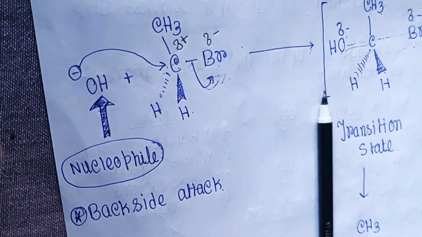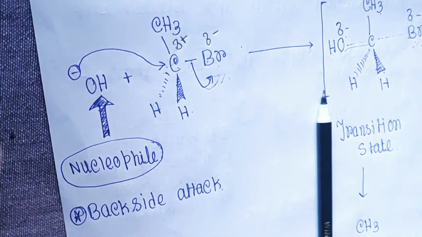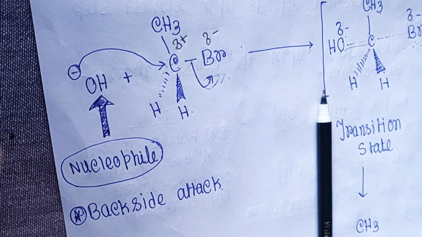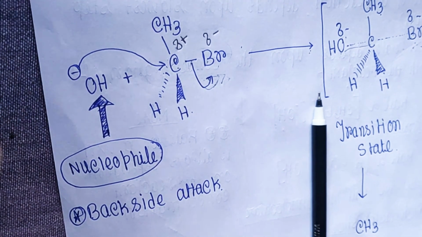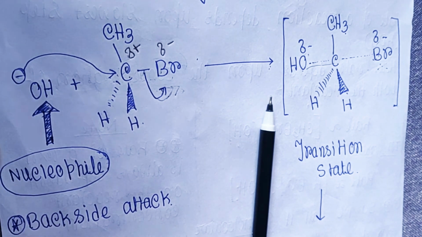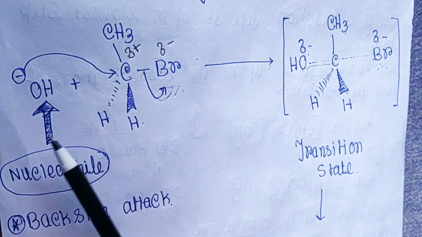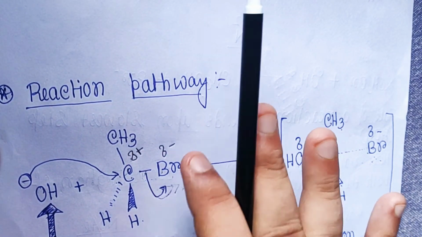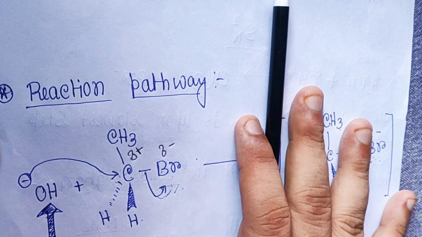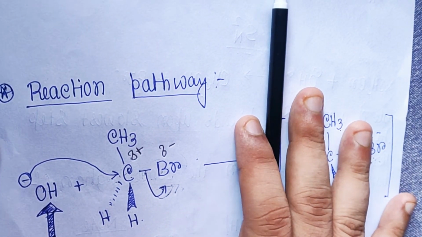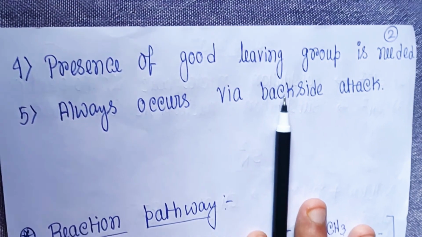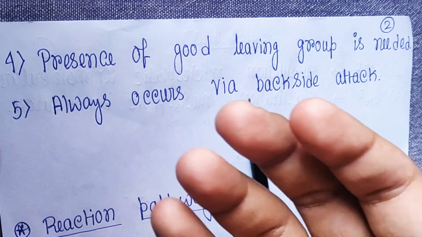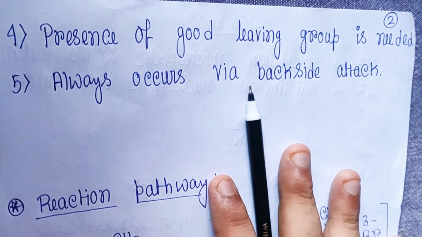So why for 1 degree halide only? Why are 3 degree halides not susceptible towards this reaction? Sometimes there are some examples where 2 degree halides also undergo this type of mechanism, but definitely they have a lower rate. We would discuss why 2 degree and 3 degree are not that susceptible towards this type of reaction mechanism, towards SN2 substitution reaction. Just keep in mind that this is susceptible for 1 degree alkyl halides only.